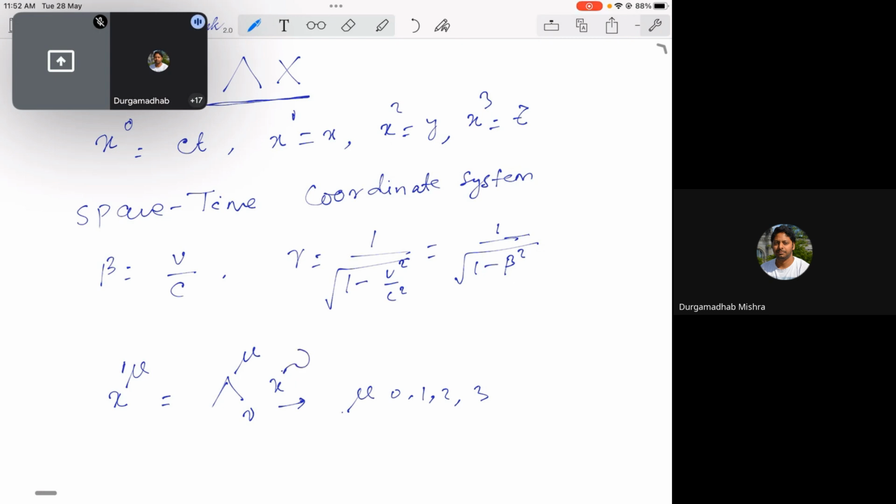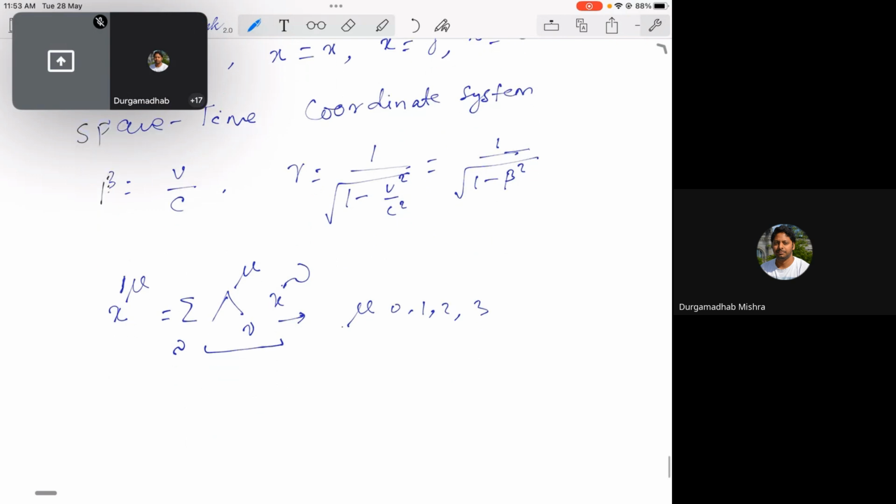Now this indicates that you take a summation over nu, and that will do the transformation from one frame of reference x to the primed frame of reference x prime. These are some of the notations that you should get familiar with.